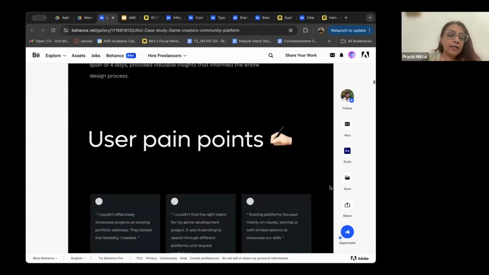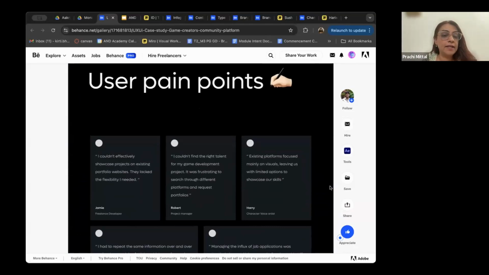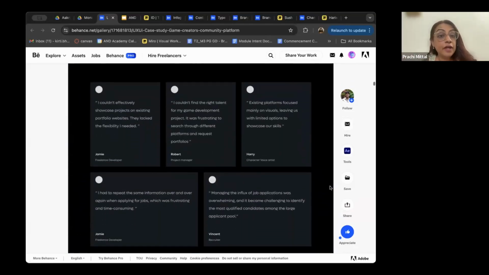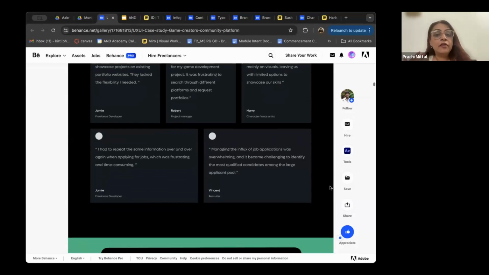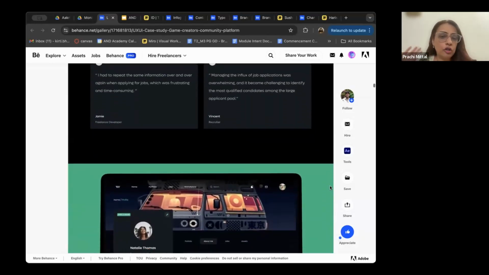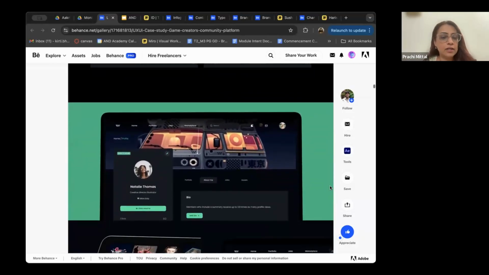Yeah. And you'll see these were some of the pain points, and he articulated them. Out of the various interviews that he did, he was able to identify user needs and their pain points. I couldn't effectively showcase my project. I need to do that. I couldn't find the right talent. I have to go through many portfolios before I find the right talent. So you'll see how Aromal solved it, right? And so on and so forth. A whole lot of things. I'm not going to get into the details of it.